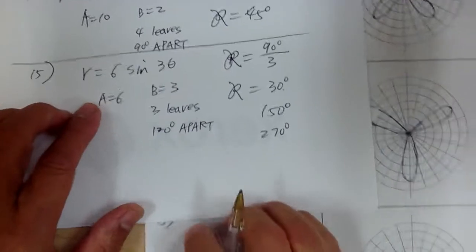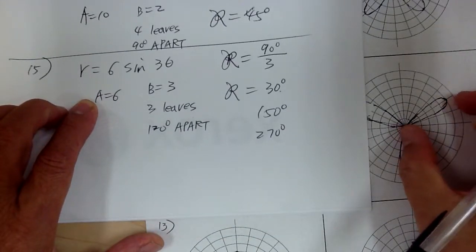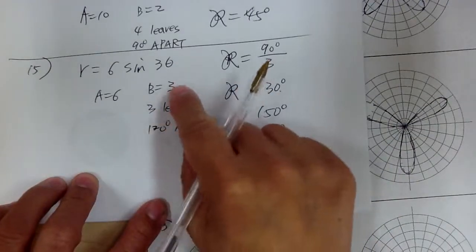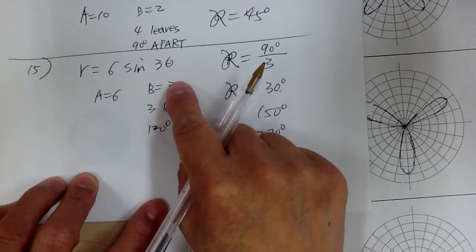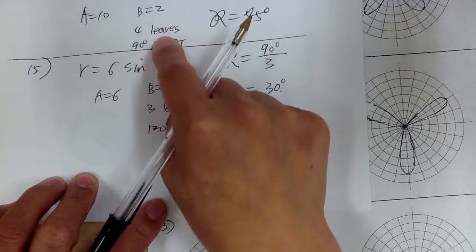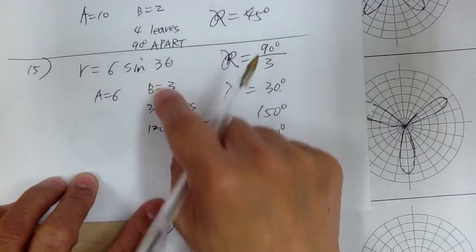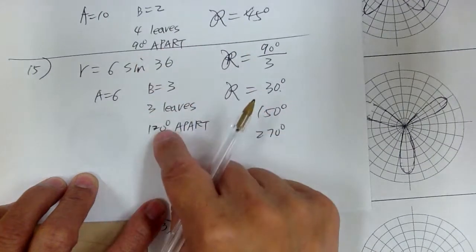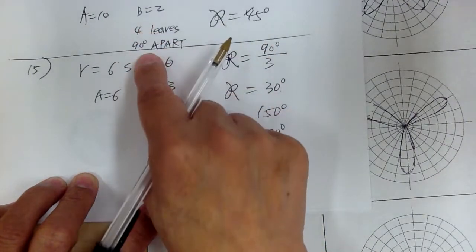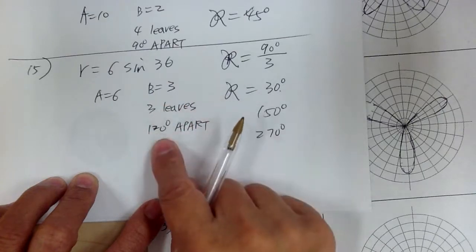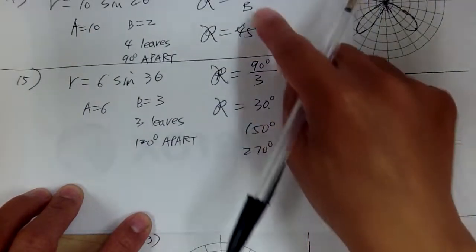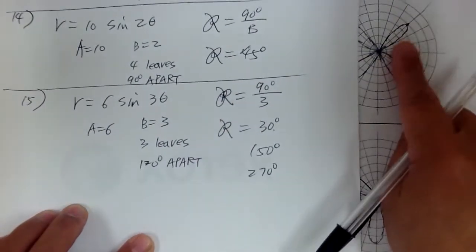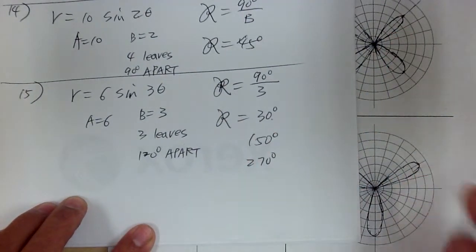So again, the A is your length or amplitude. B determines the number of your leaves. So if it's odd, it would be the same. If it's even, you double. Okay, and that one you can figure out. So once you figure out how many leaves, you can figure out how far apart each one is, right? So 360 divided by 4, you get 90. 360 divided by 3, you get 120. Okay, and the rotation would be your starting point. So this one you start at 45 degrees. This one you start at 30.